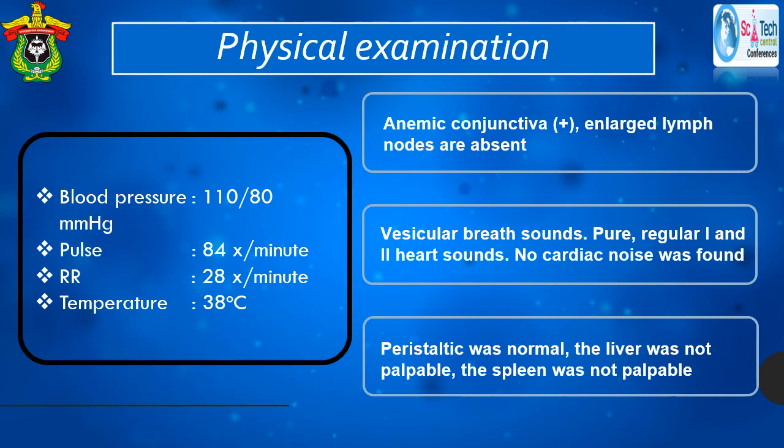Physical examination: blood pressure 110 per 80 mmHg, pulse 84 per minute, respiratory rate 20 per minute, temperature 38 degrees Celsius, and we found anemic conjunctiva, and enlarged lymph nodes were absent. Vesicular breath sound, pure regular heart sounds 1 and 2, no cardiac murmur was found, peristaltic was normal, the liver wasn't palpable, and the spleen was not palpable.